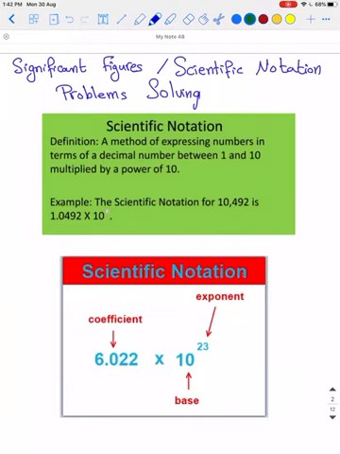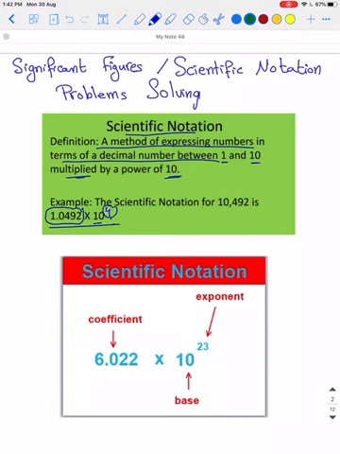Hello everyone. In this video we will learn about significant figures and scientific notation, and we will solve problems regarding these concepts. What's a scientific notation? It's a method of expressing numbers in terms of a decimal number between 1 and 10 multiplied by a power of 10. Like in this example, as you see this number 1.0492, it's a number between 1 and 10 multiplied by a power of 10.